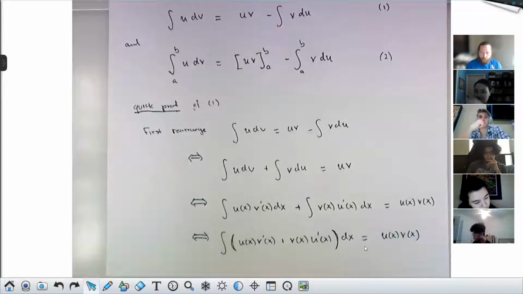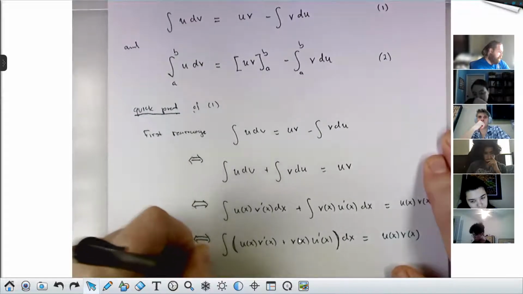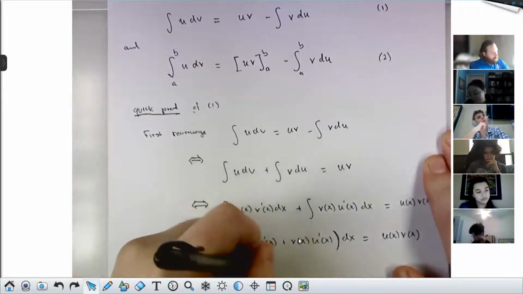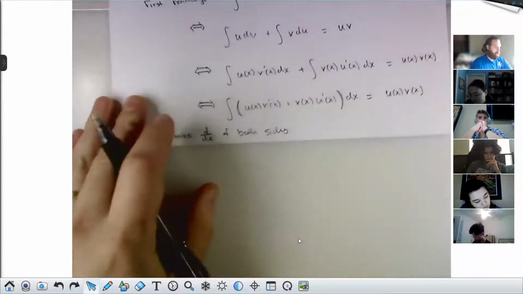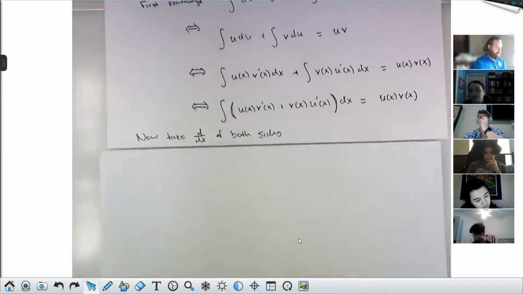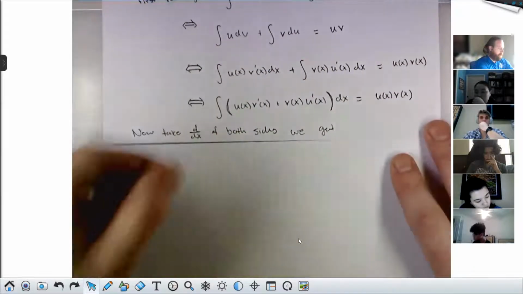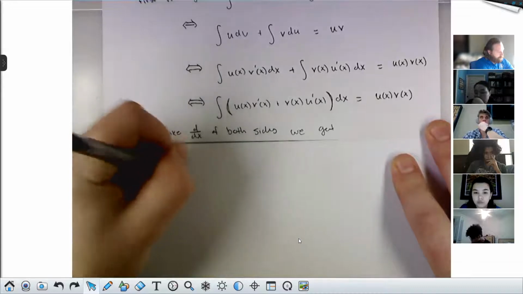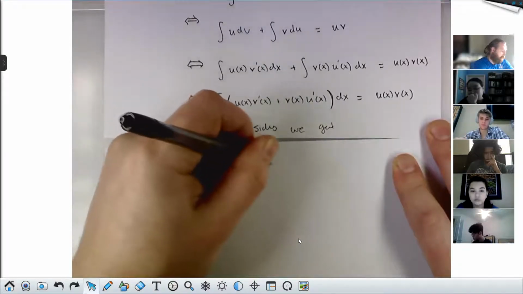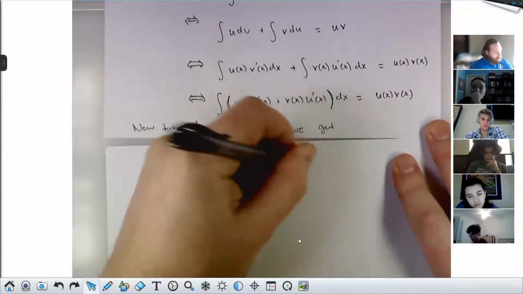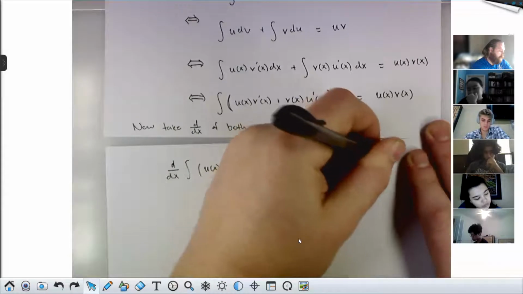So if I differentiate on both sides with respect to x, if I take d dx of both sides, we get d dx of the integral of u of x times v prime of x plus v of x times u prime of x dx is equal to d dx of u of x times v of x.